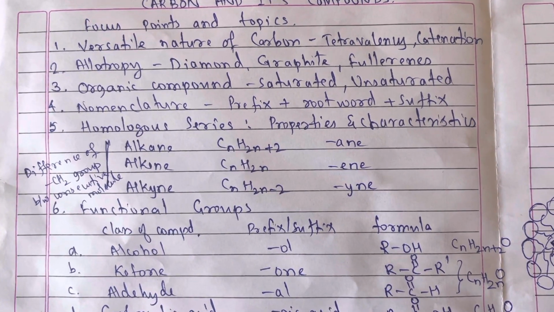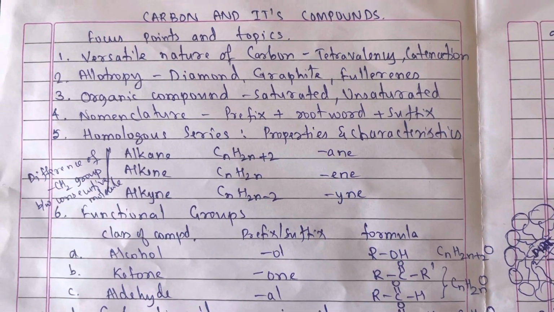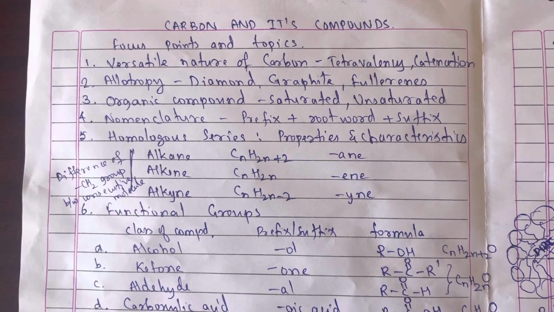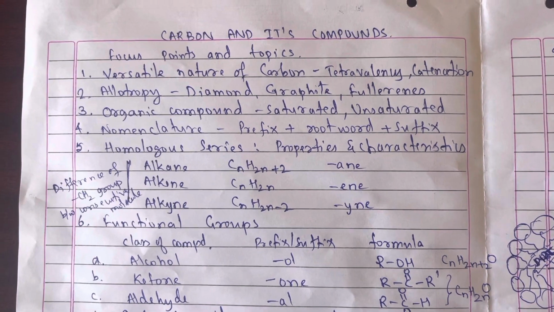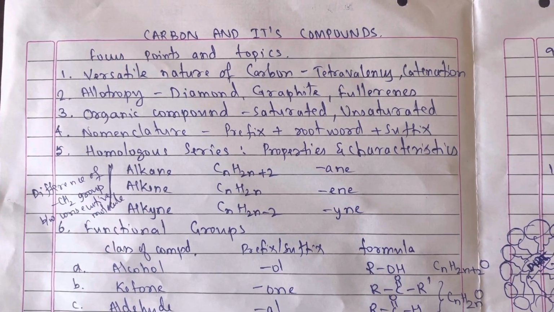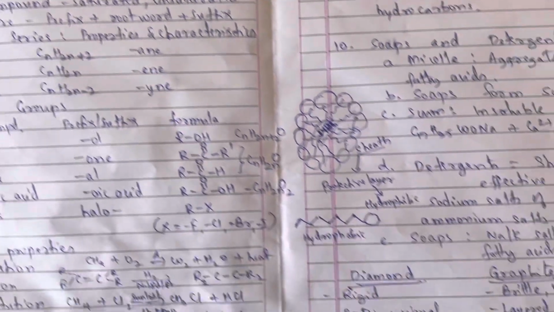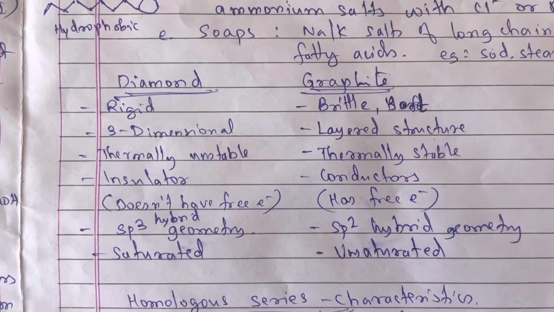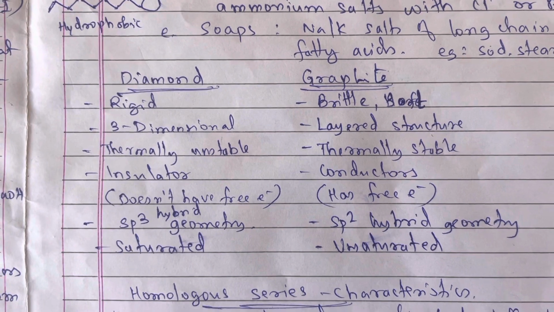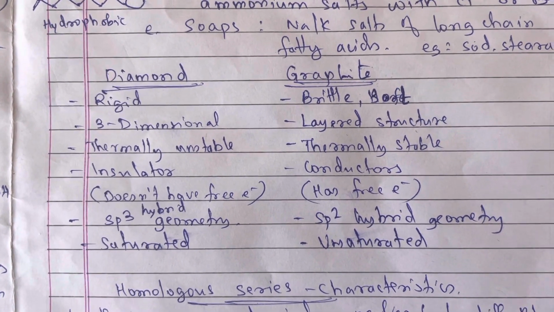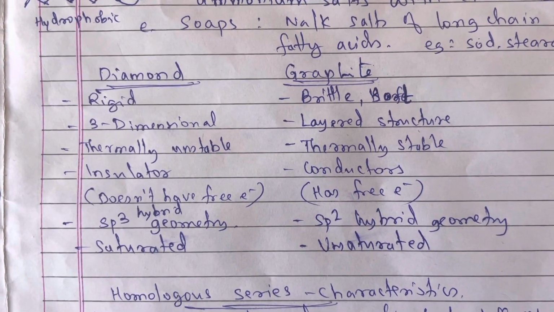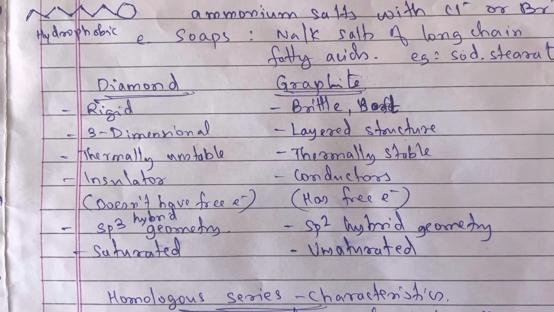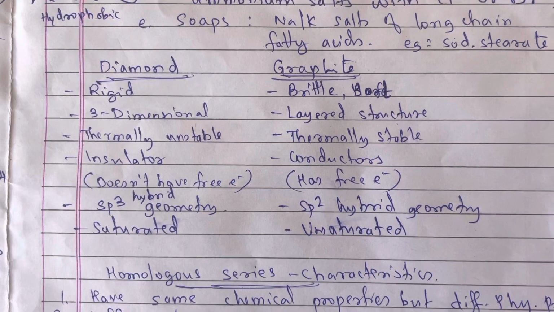Next one, allotropy. In allotropy we have diamond and graphite, as well as fullerenes. These three allotropes are having the same chemical composition but different physical properties. They may ask you to distinguish between diamond and graphite. Diamond is rigid, three-dimensional, thermally stable, an insulator, and possesses sp3 hybrid geometrical structure, tetrahedral, and it is saturated. That means all the carbon atoms are bonded with single covalent bonds.